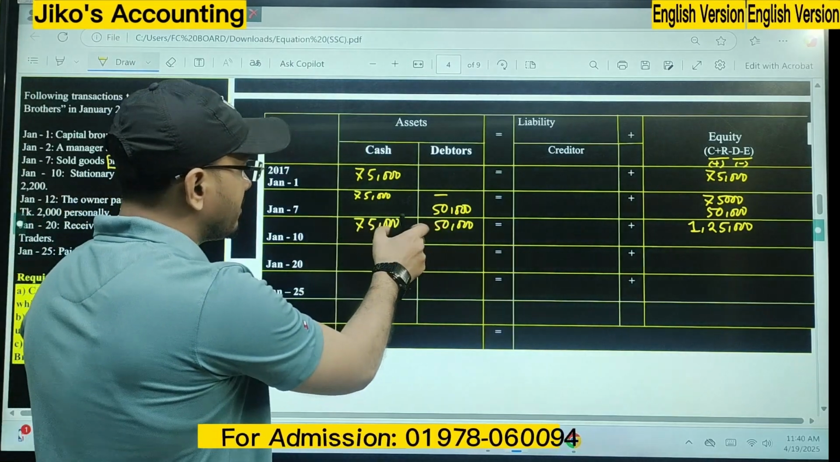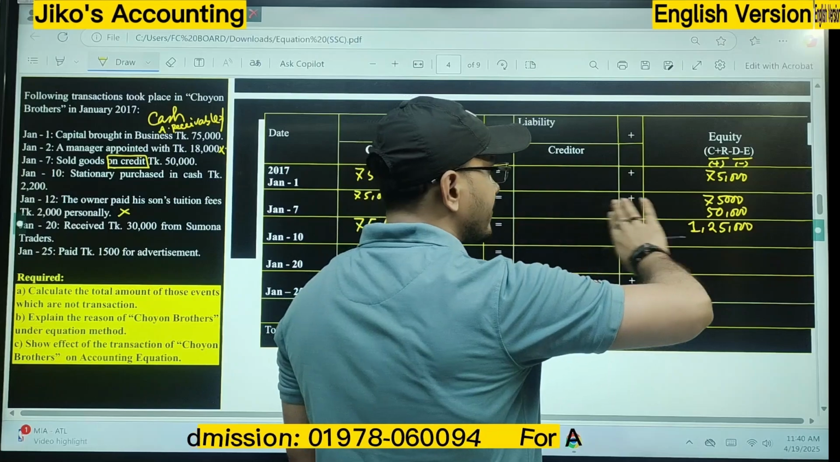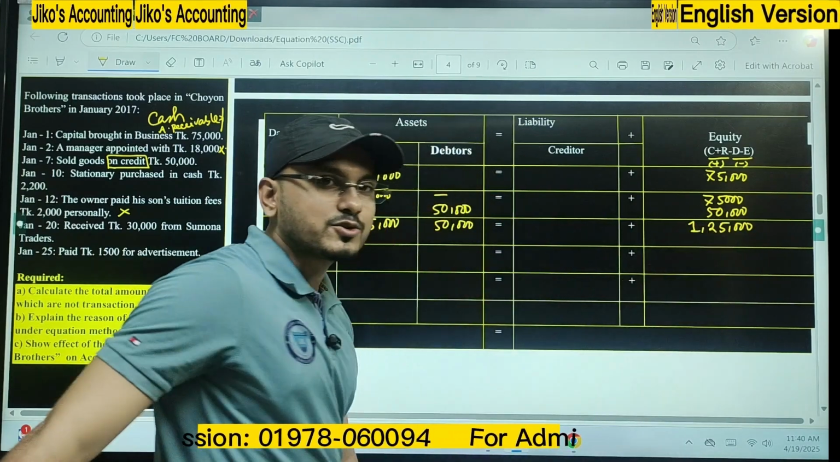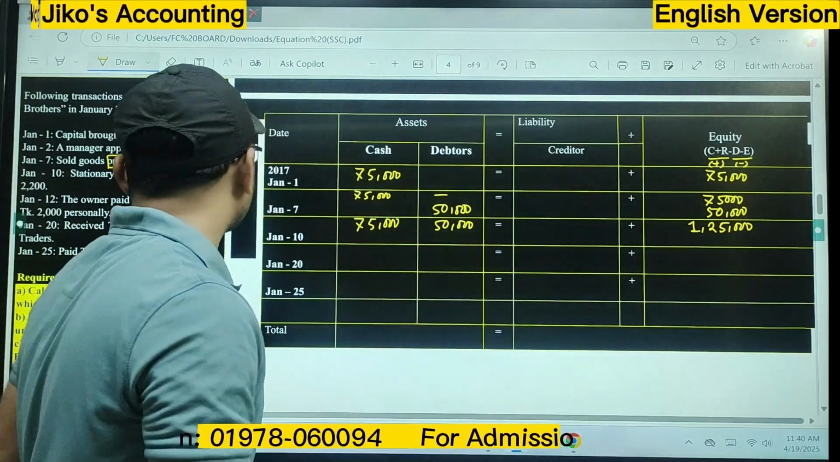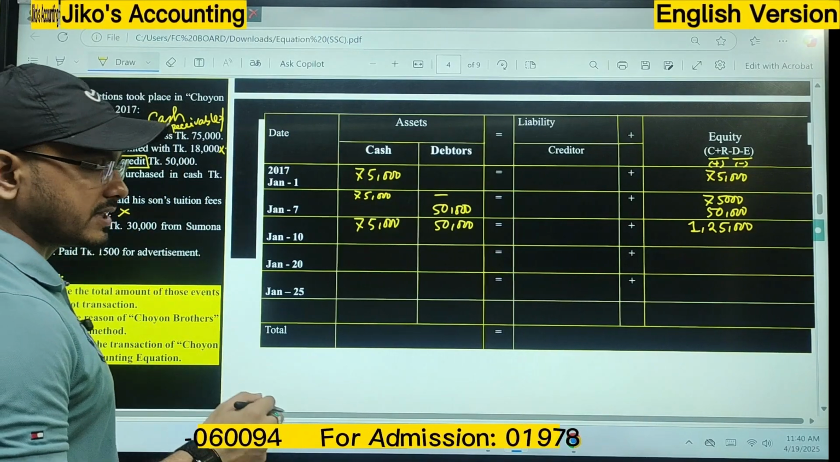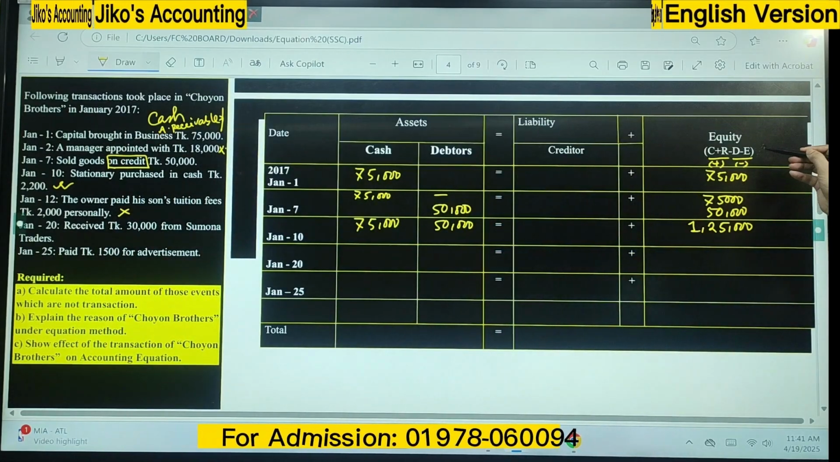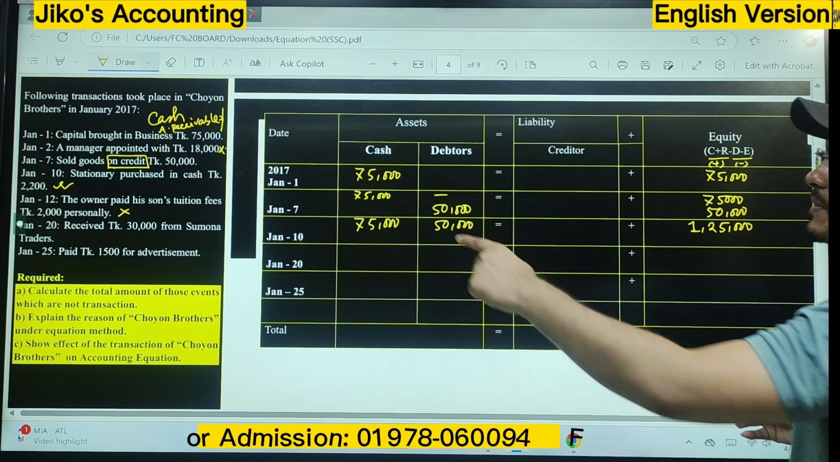Now try to balance all of them. What is our total amount here? 1,25,000 taka, and after the equal sign there is also 1,25,000 taka. That means all are equal. What is the right-hand side? Stationery purchased in cash. Okay, stationery is an element of expenses. How does it imply? It implies the reduction of equity. What is my amount here?